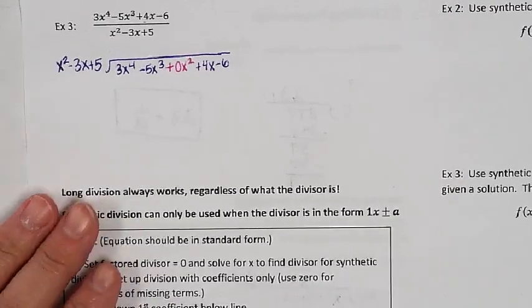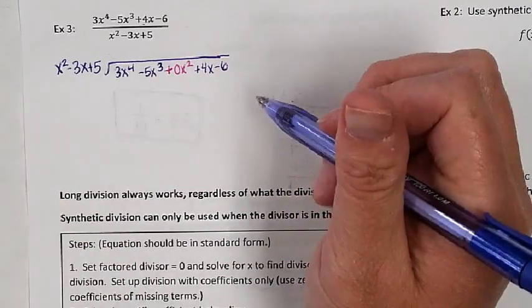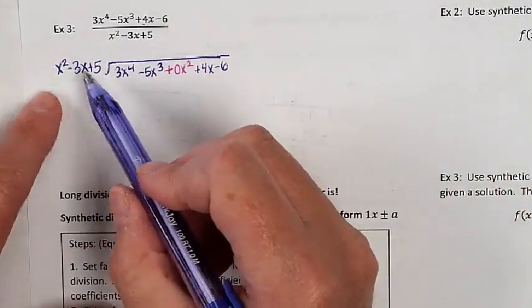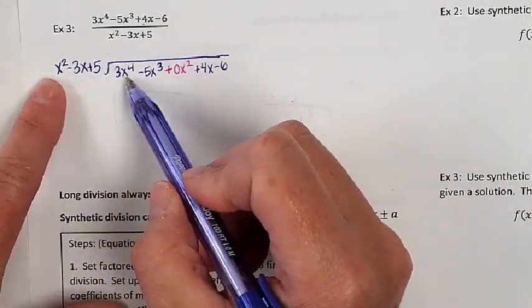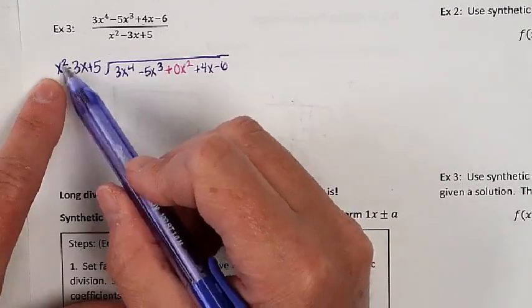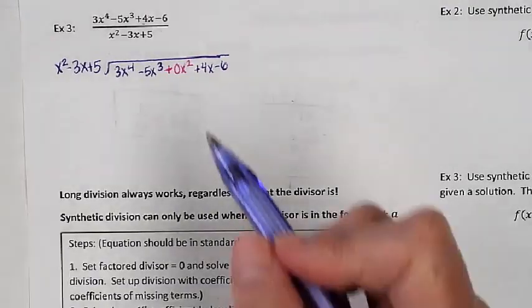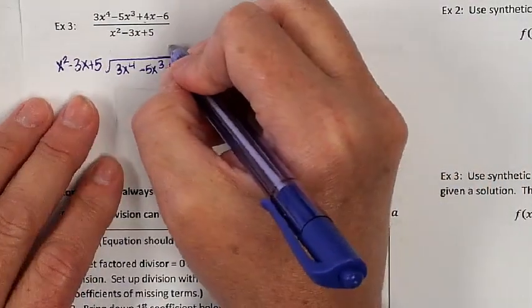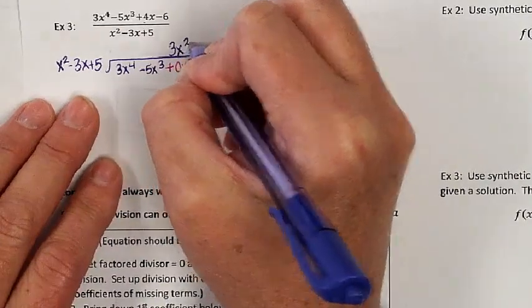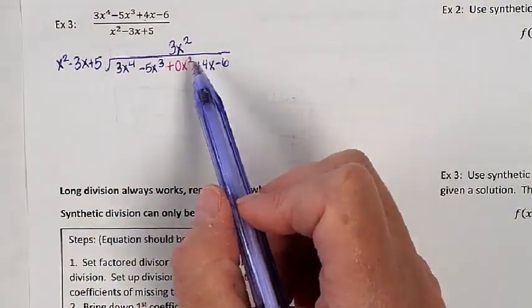Alright, so now we're going to long divide. Look at the x squared and the 3x to the fourth. X squared times what would give me 3x to the fourth? 3x squared. So 3x squared. Now I'm going to multiply 3x squared times x squared minus 3x plus 5.